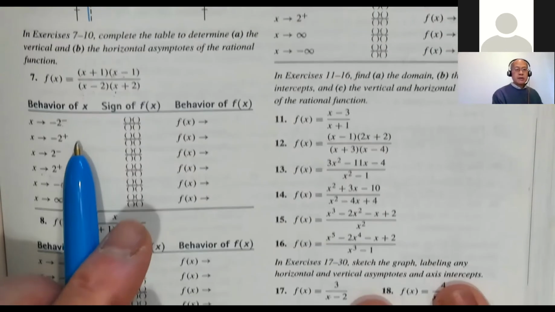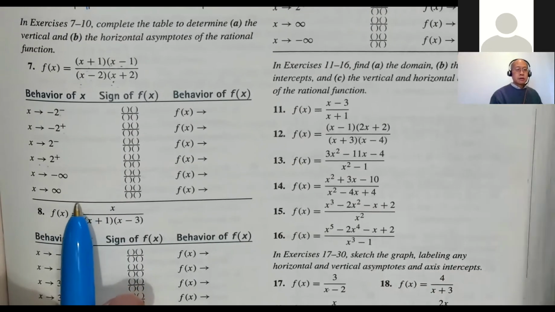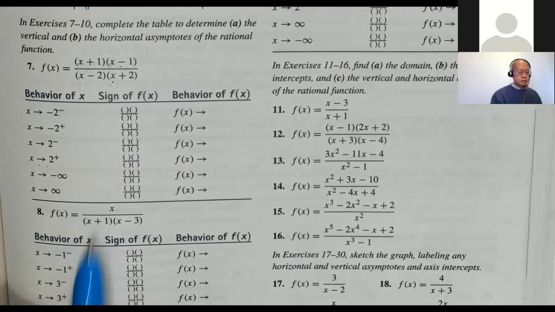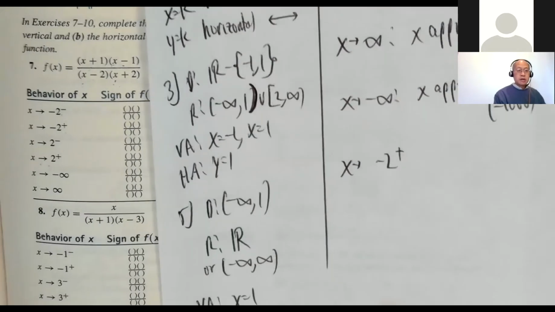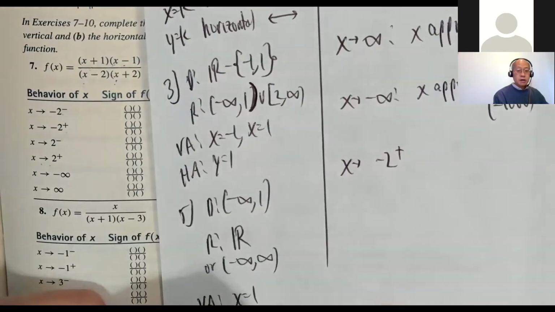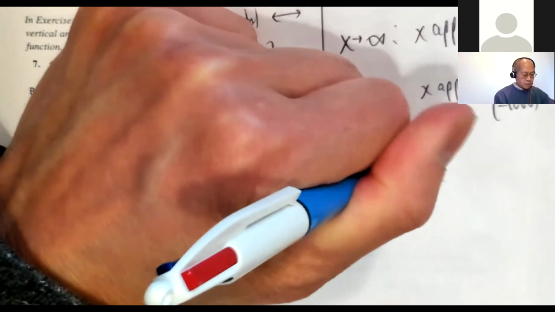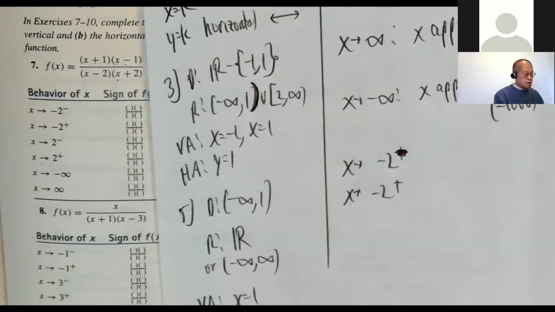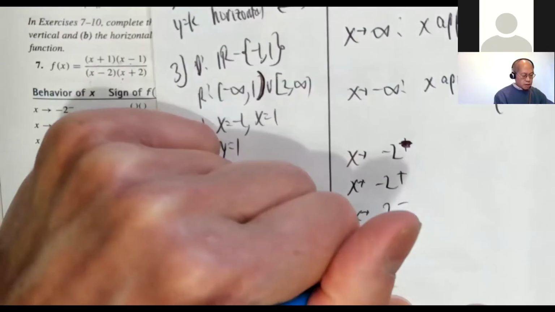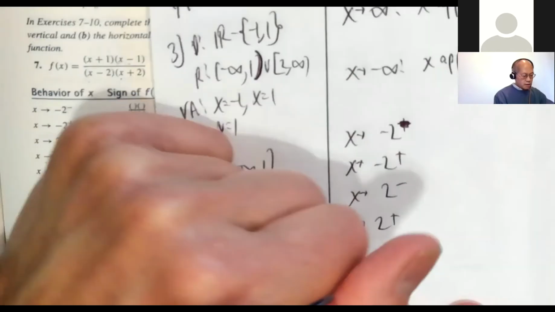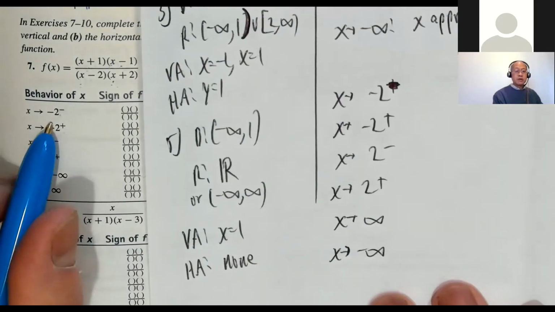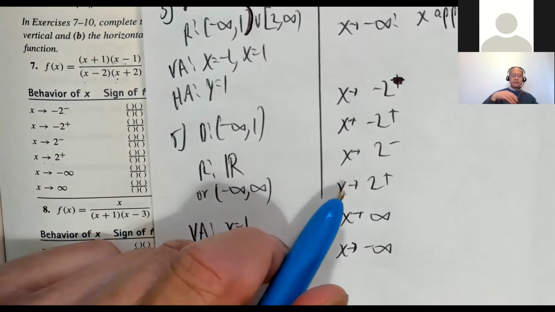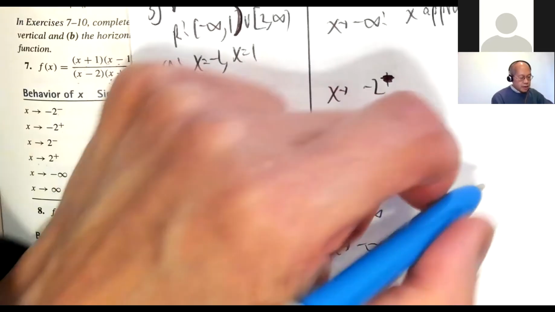Okay. So how do we do weird stuff like this? Right. So I'm going to reproduce this so I don't corrupt my book too much. X approaches negative 2 from the, oops, supposed to be from the left. 2 left. 2 right. Infinity. Negative infinity. 1, 2, 3, 4, 5, 6. I think I did it right. Okay. So this, I'm going to say 1,000. Negative 1,000.